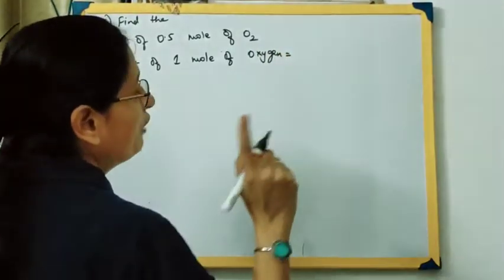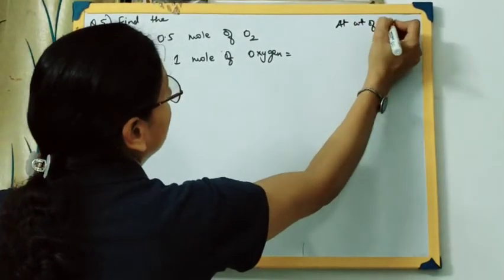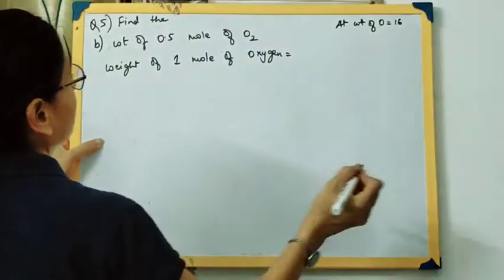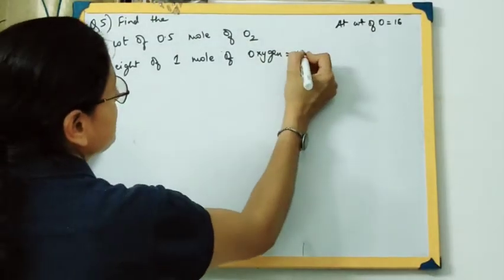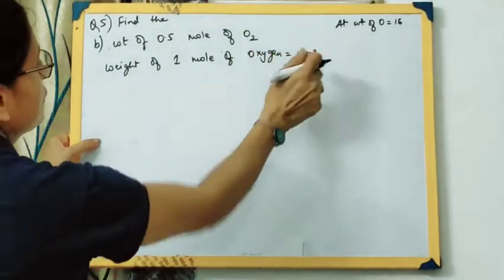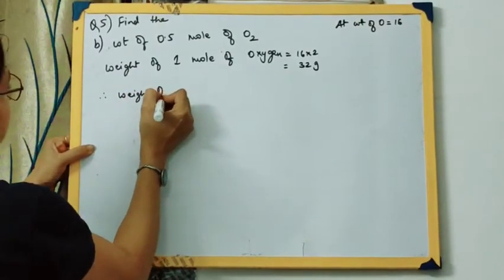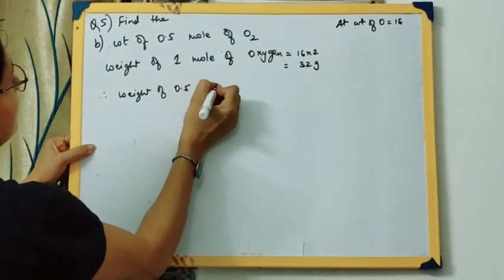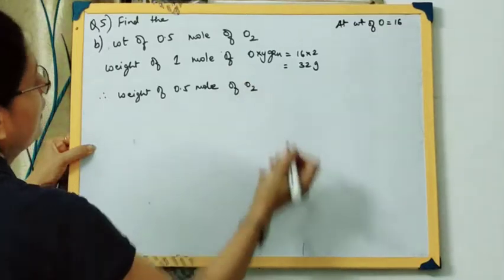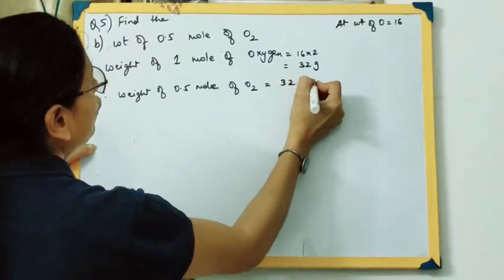How do we find out the weight of 1 mole of oxygen? We know the atomic weight of oxygen is equal to 16. So the weight of 1 mole of oxygen, here O2, is 16 into 2, that is 32 grams. Weight of 1 mole of oxygen is equal to 32 grams. Therefore, the weight of 0.5 mole of oxygen, you can write in short, is what we will be doing, 32 into 0.5.